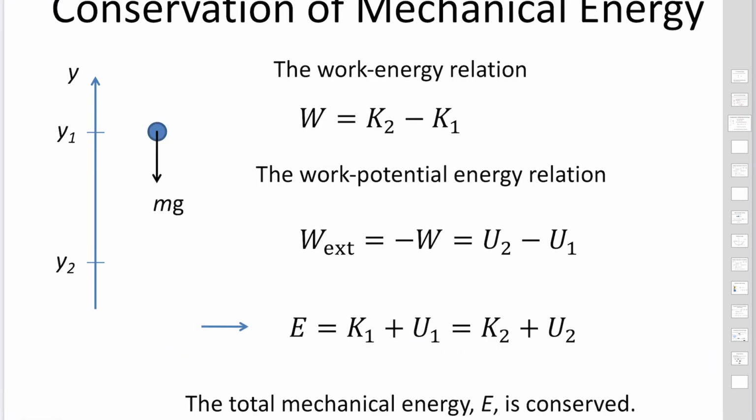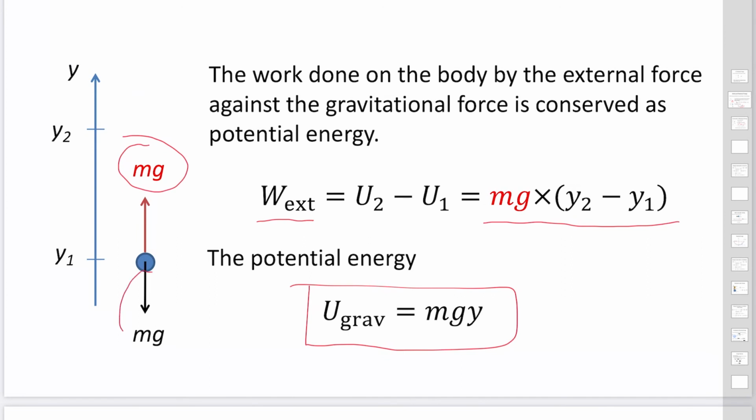Then we'd like to show you the conservation of mechanical energy. The work-energy theorem shows us the relation between the kinetic energy and the work: W equals K sub 2 minus K sub 1. In the last slide, I showed you the relation between the external work and the potential energy. External work is equal to U sub 2 minus U sub 1. But the external work is exactly equal to minus W. The direction of the gravitational force is directly downward, and the applied external force is in the opposite direction with respect to gravity.